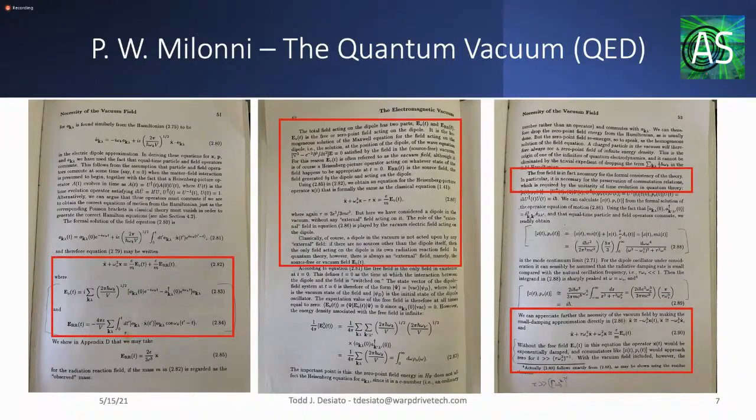Classically, the dipole in a vacuum is not acted upon by any external field. But if there are no sources other than the dipole itself, then the only field acting on the dipole is its own radiation reaction field. But in quantum theory, there is always an external field, namely the source-free vacuum field. And moving over here, the field is in fact necessary for the formal consistency of the theory, and that's the vacuum field. In particular, it is necessary for the preservation of the commutation relations, which is required by the unitarity of time evolution in quantum theory.